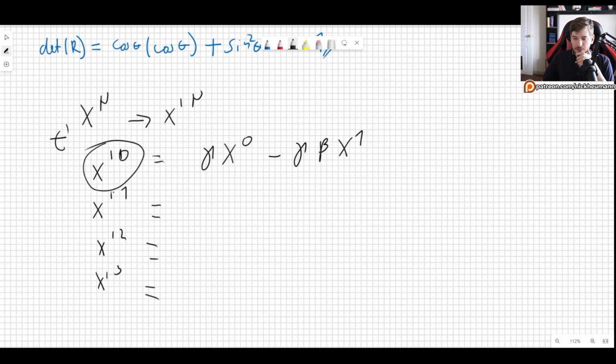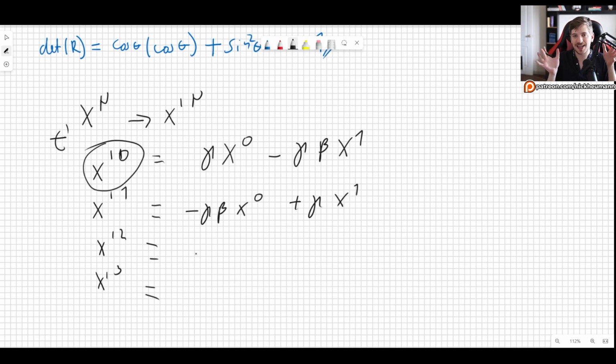Then x prime 1, which would be how x transforms, is minus gamma beta x0 plus gamma x1. Okay, so of course note that whenever we are doing this Lorentz transformation, it only happens in the time direction and also in the direction wherever you are currently doing the rotation. So if you are doing it in the x direction, y and z will be unaffected. If you're doing it in y, x and z are going to be unaffected, and so on.